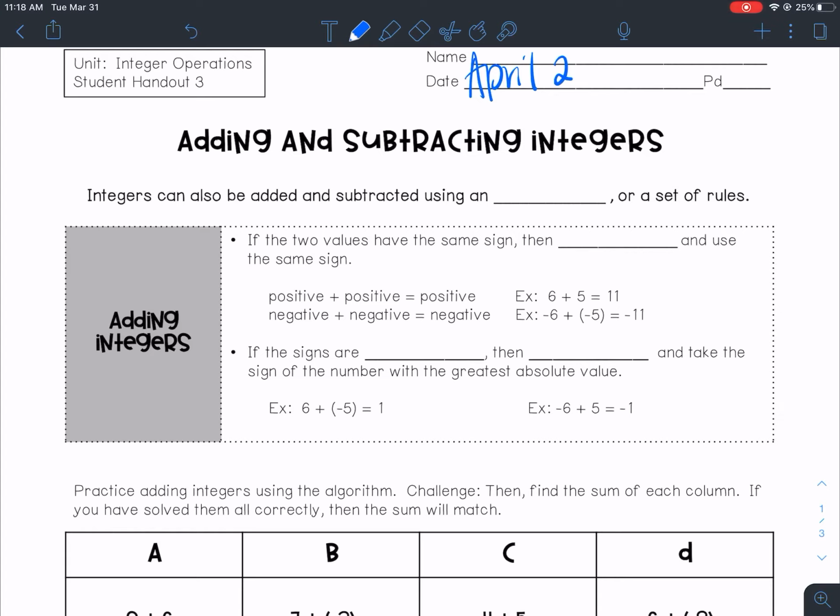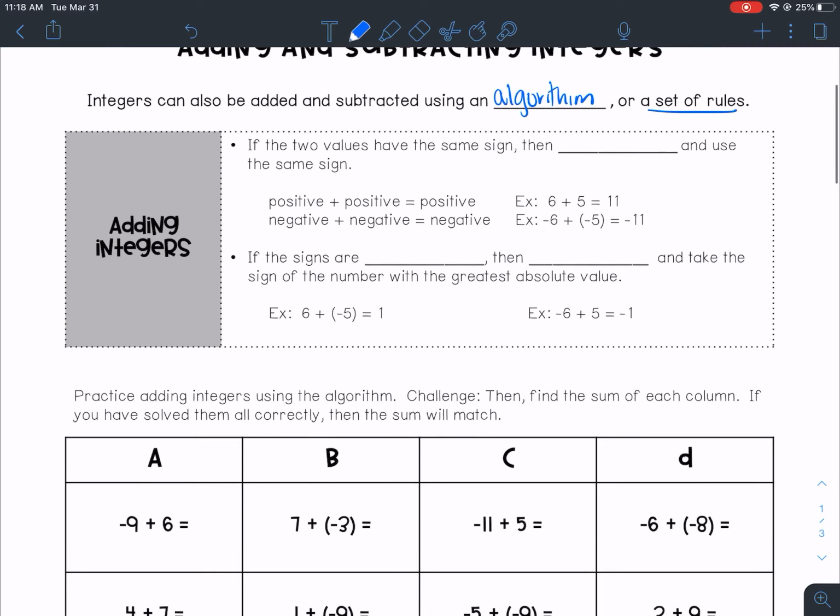So integers can also be added and subtracted using an algorithm. Now, algorithm sounds so complicated, but basically it's just a set of rules, and we know the rules. If two values have the same sign, then you add them and use the same sign. So kind of like the song, same signs, add and keep. I'm highlighting this, meaning I want you guys to take some time to write this down.